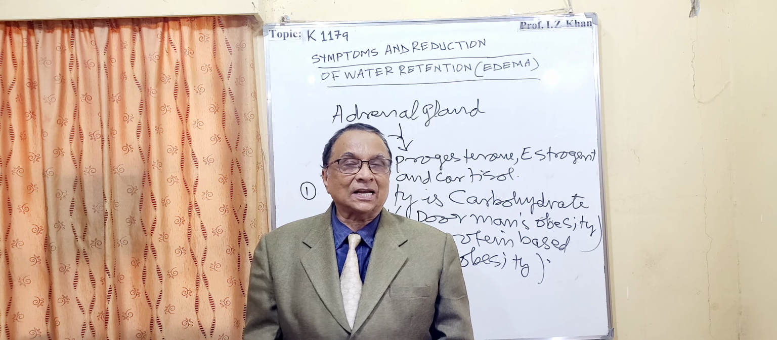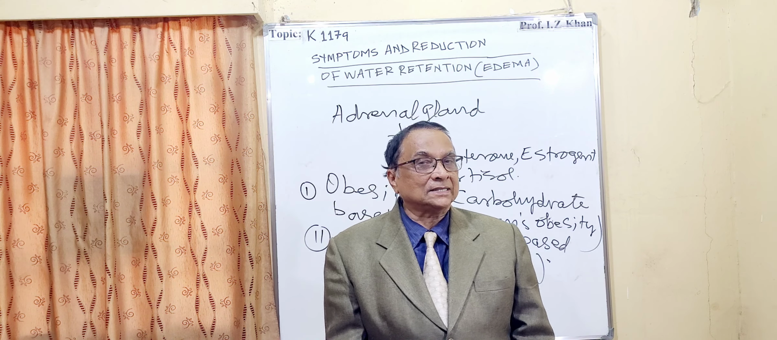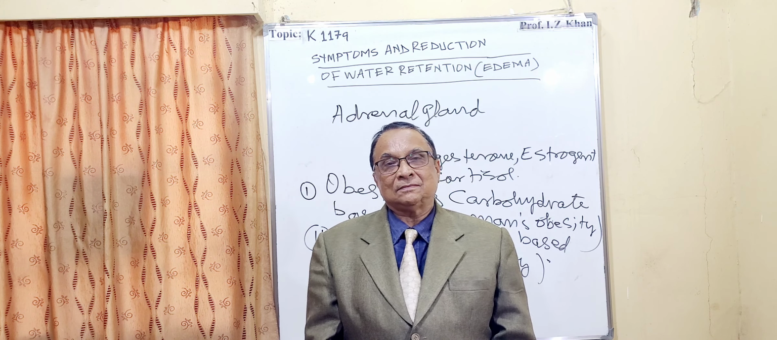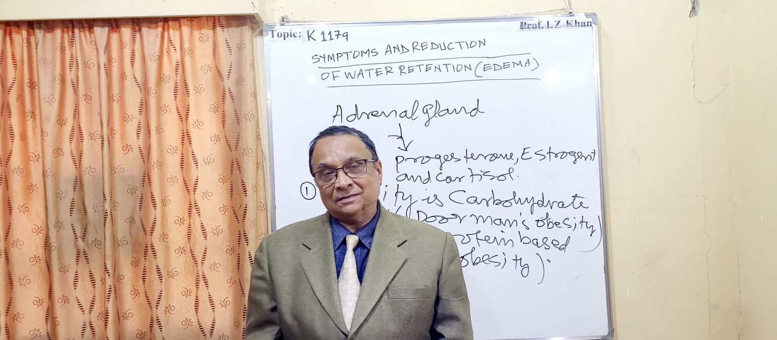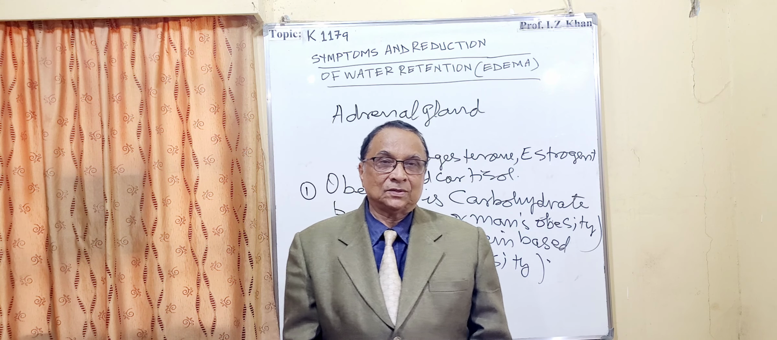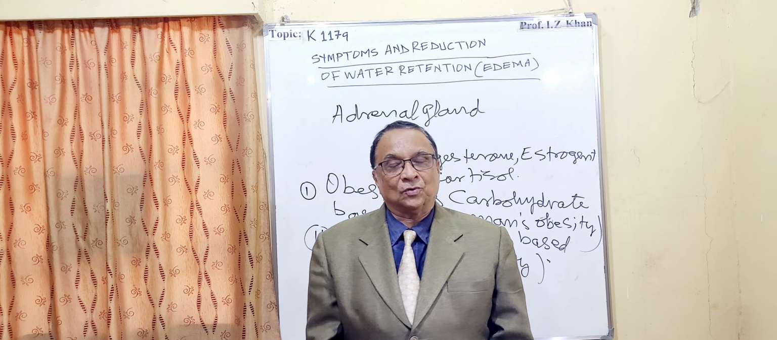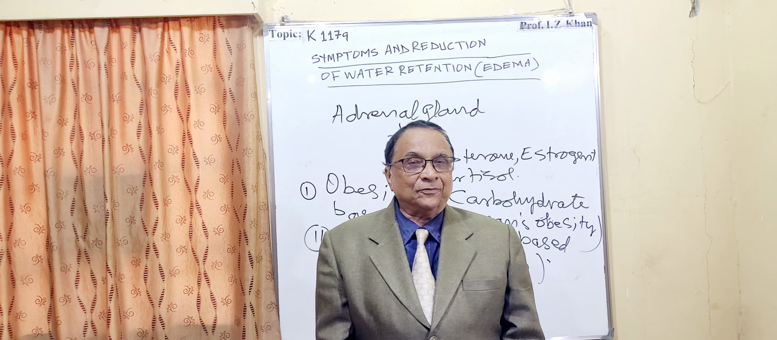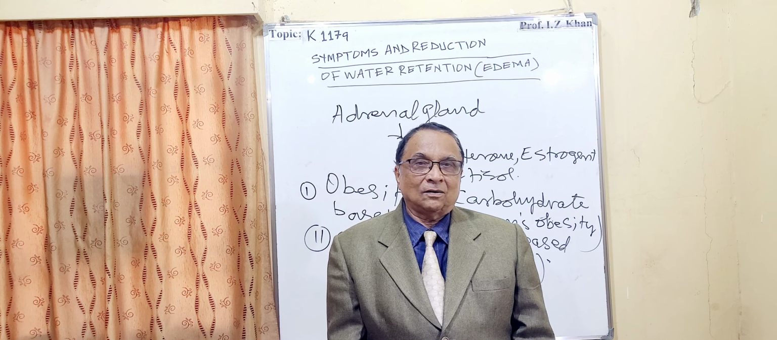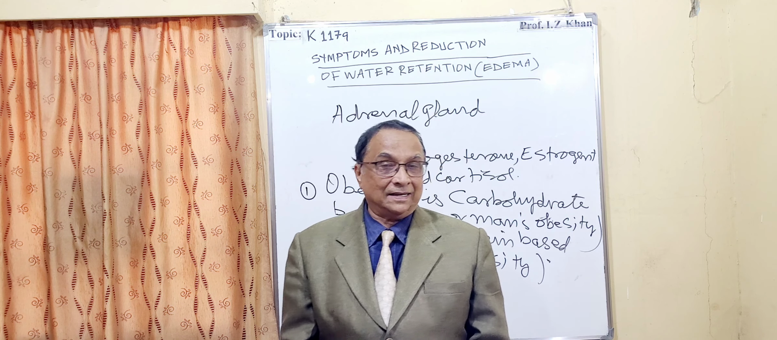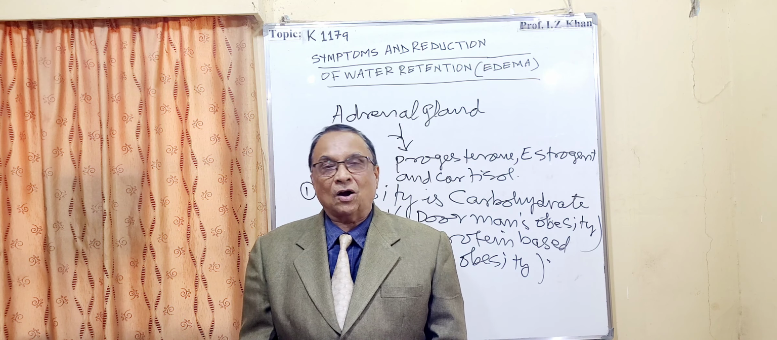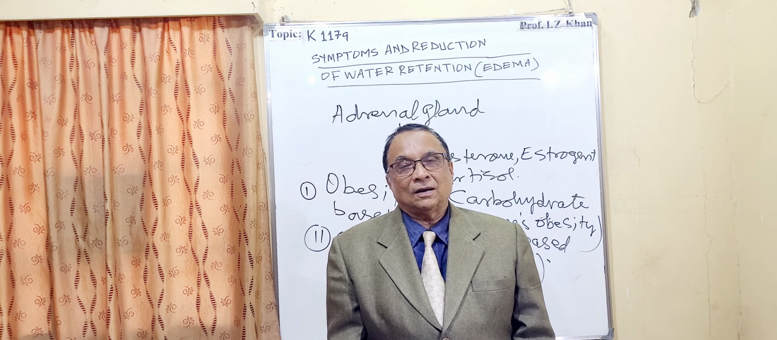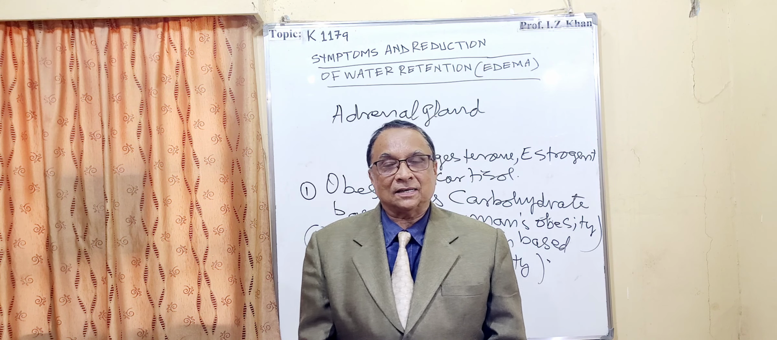And take such types of fruit which are rich in potassium and magnesium, like banana, tomatoes, watermelon, all these fruits which contain a lot of water. Also, tea and coffee are very good. They work as a natural diuretic.